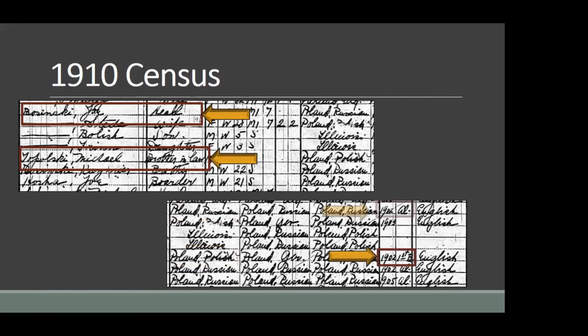Both of these men arrived in 1902. Michael has filed his first papers according to the census, and Joe is still an alien and has not applied at all to become a U.S. citizen or to declare his intent.